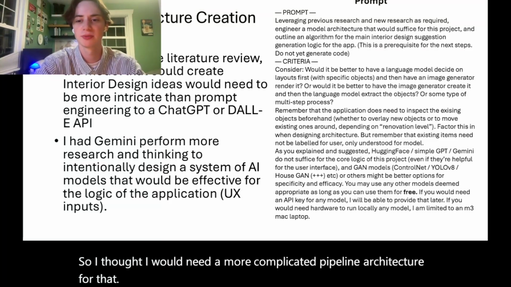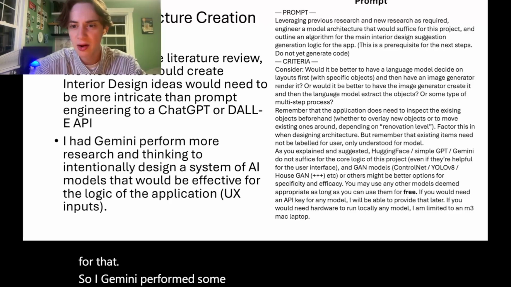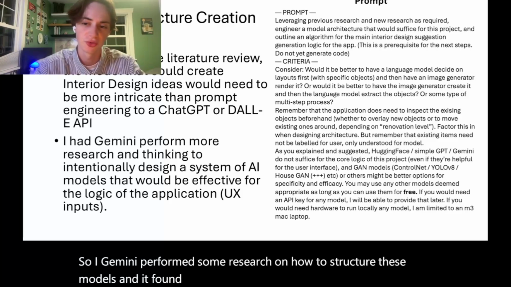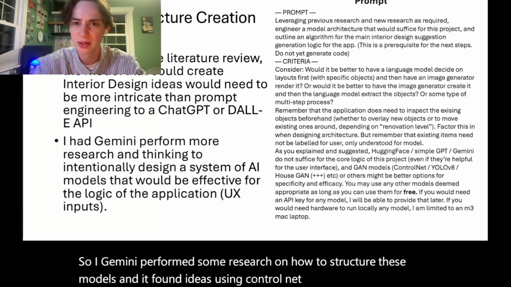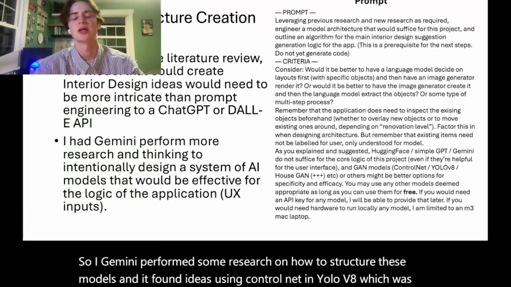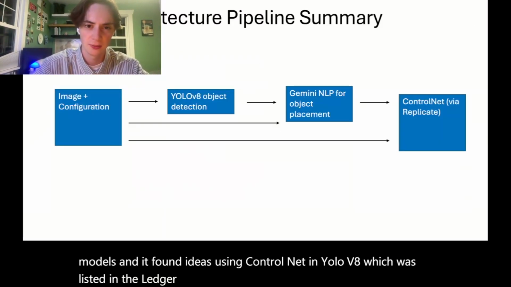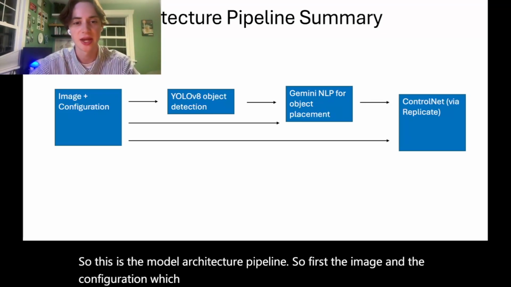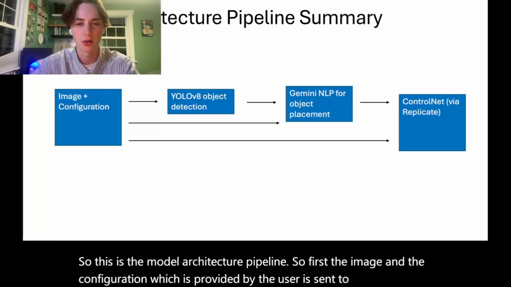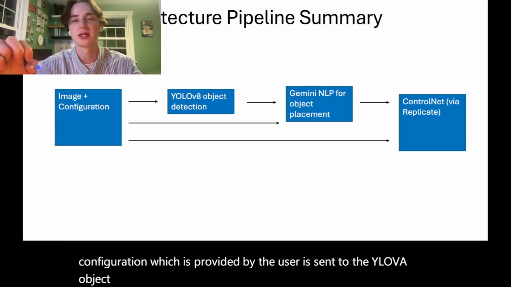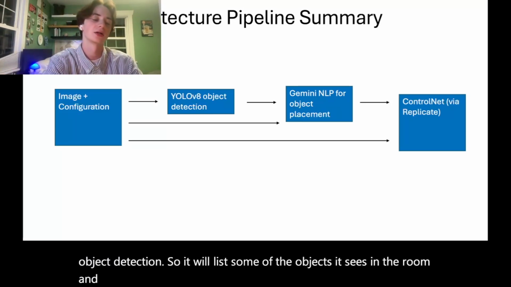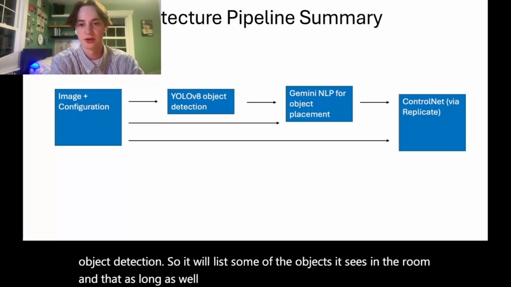So I had Gemini perform some research on how to structure these models, and it found ideas using ControlNet and YOLO V8, which was listed in the literature review. So this is the model architecture pipeline. First, the image and the configuration, which is provided by the user, is sent to the YOLO V8 object detection. So it will list some of the objects it sees in the room, and that list, as well as the image and configuration, is passed to Gemini.